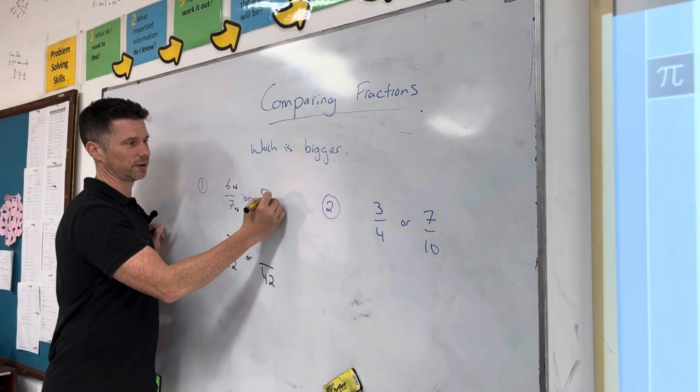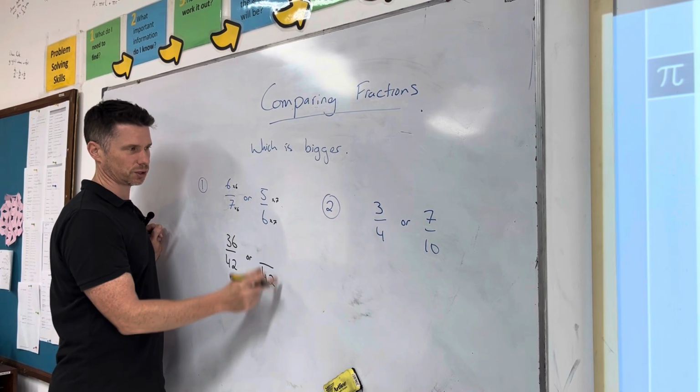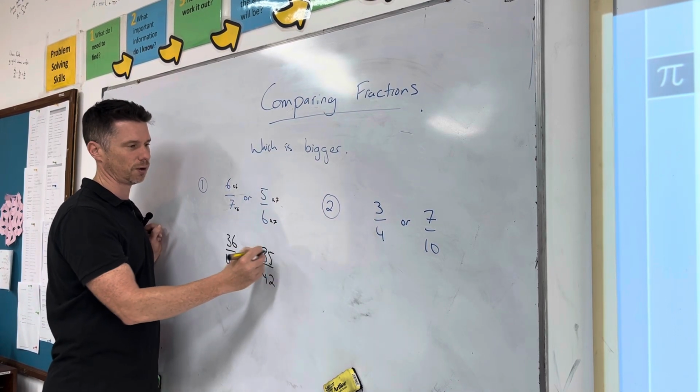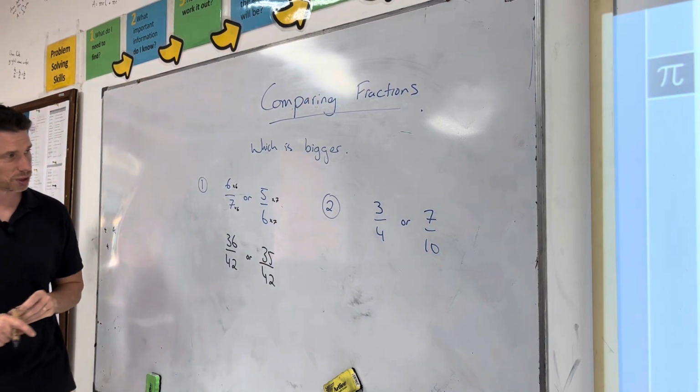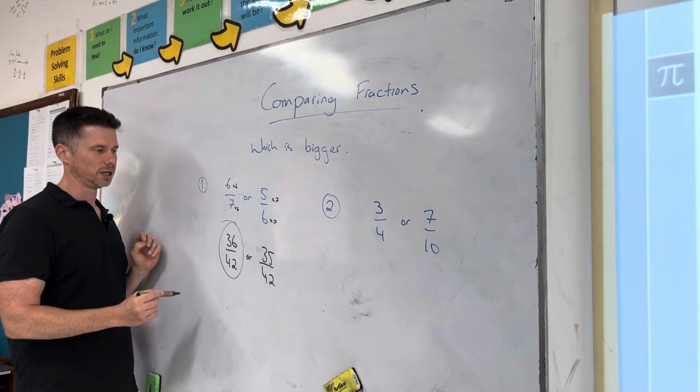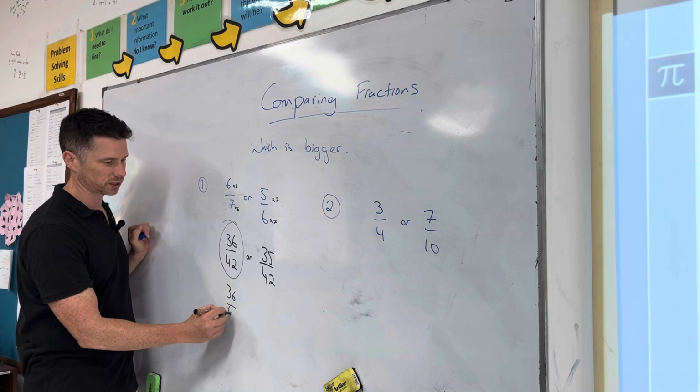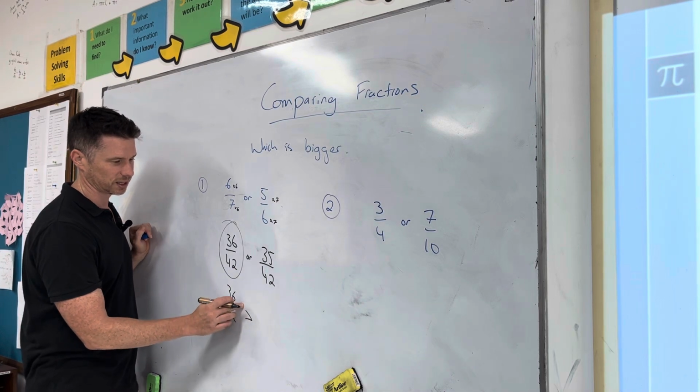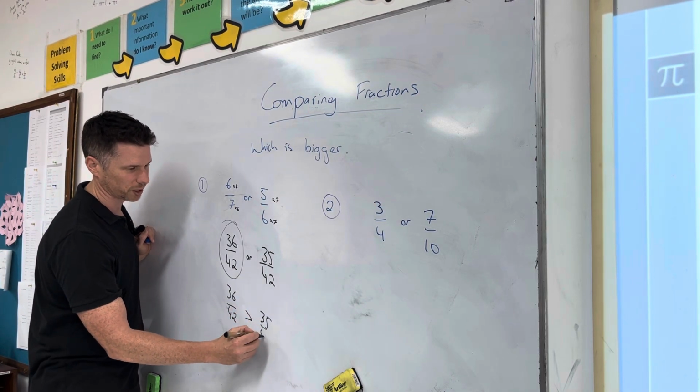And this one, if I multiply by 7 to get to 42, I must multiply the top by 7. So now they can be compared. I can clearly see which one is bigger. This one is bigger. So some people use the greater than sign to show it's bigger, or just a circle is okay.